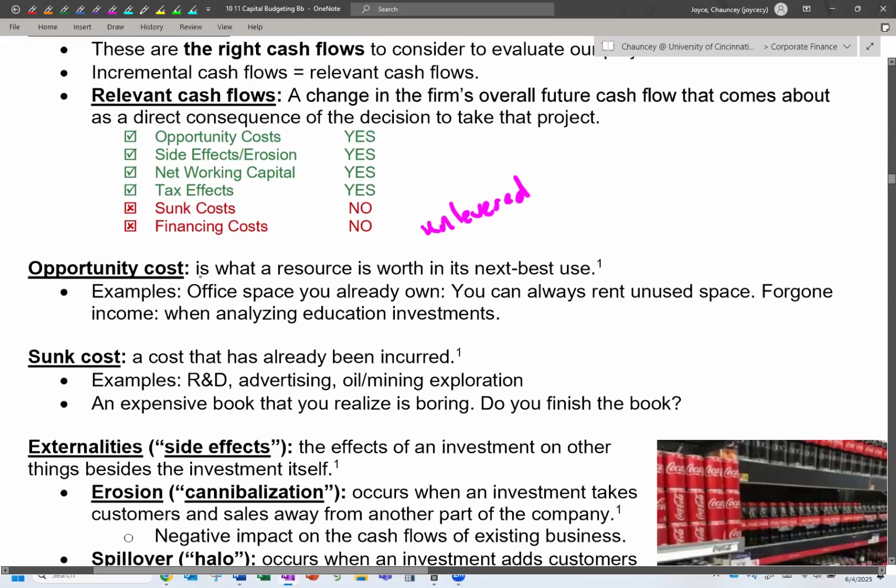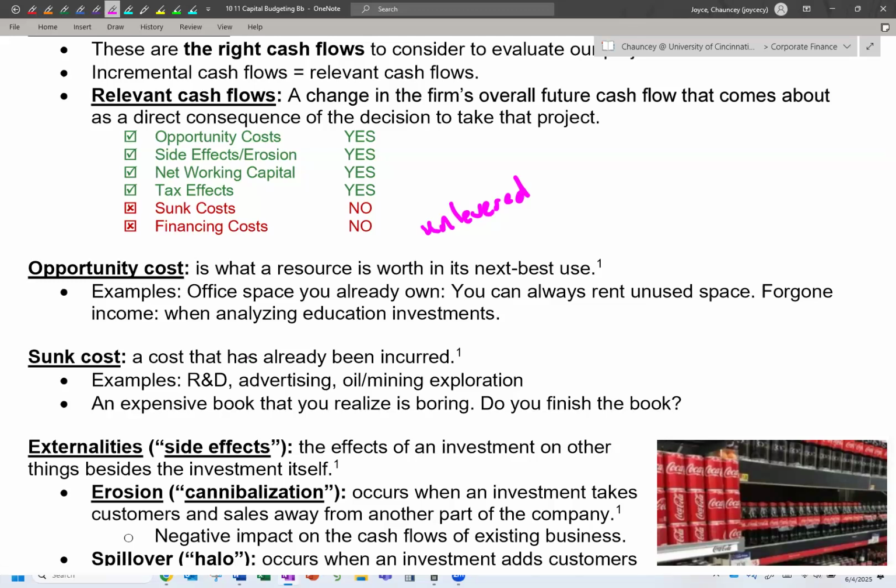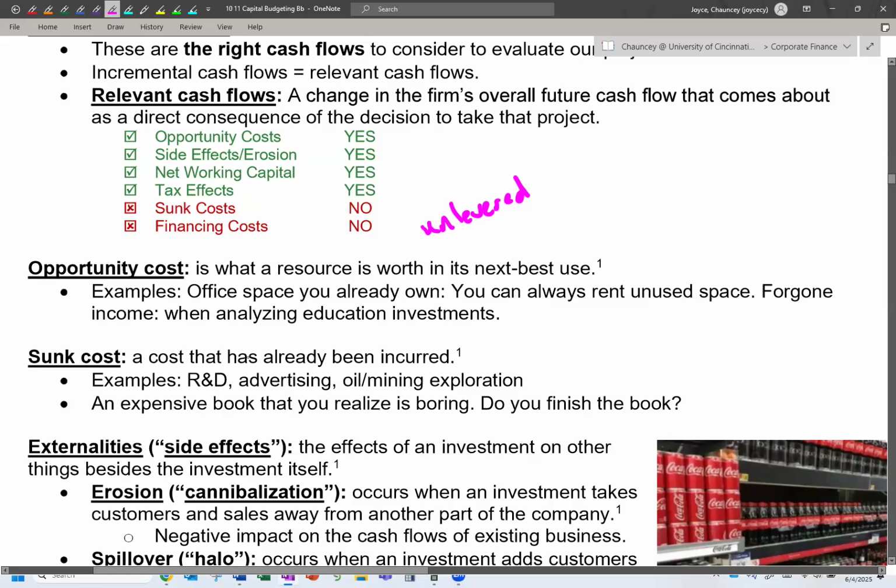Opportunity cost, like we mentioned, that's the resource's worth in its next best use. So when you're considering college, that's the cash flows you're giving up because you're going to be spending time in the library, in classes, doing your homework, or watching cool YouTube videos by me. Sunk costs, it's a cost that's already incurred. You can't get it back.